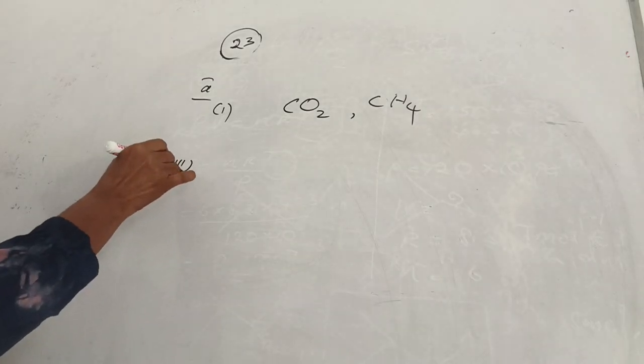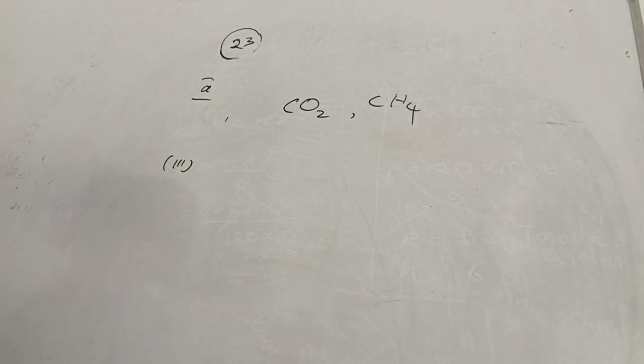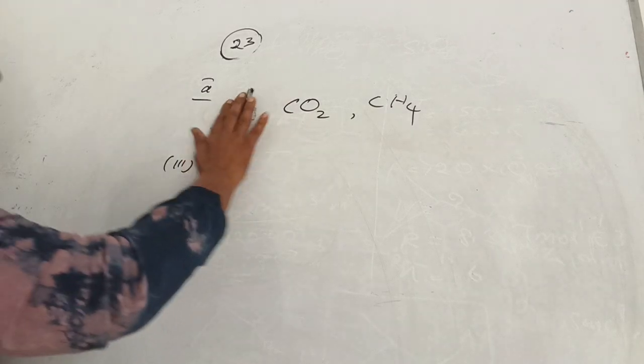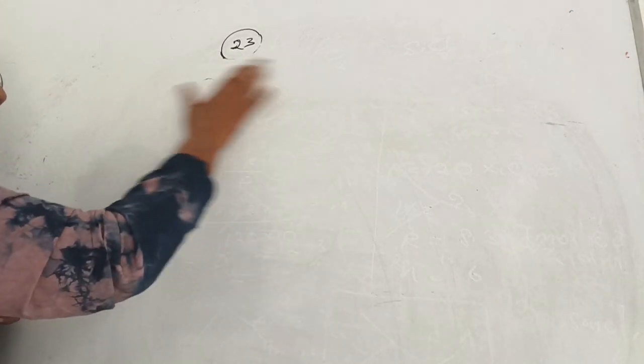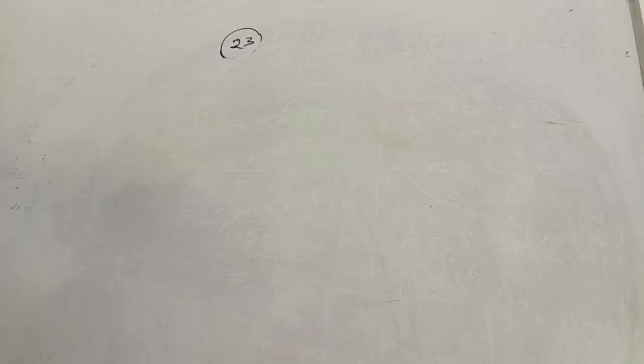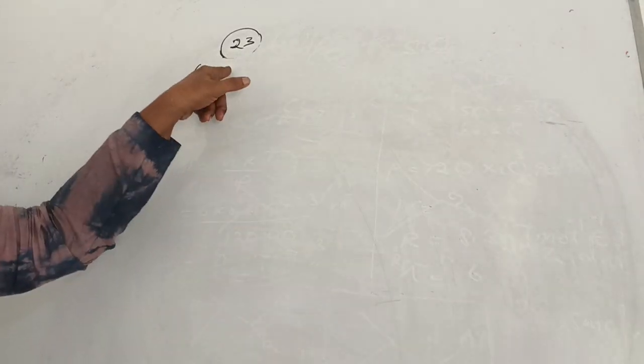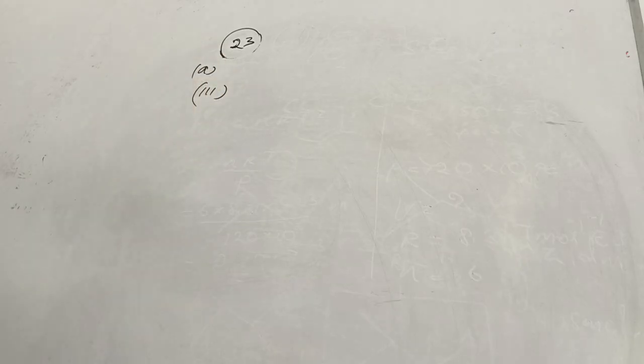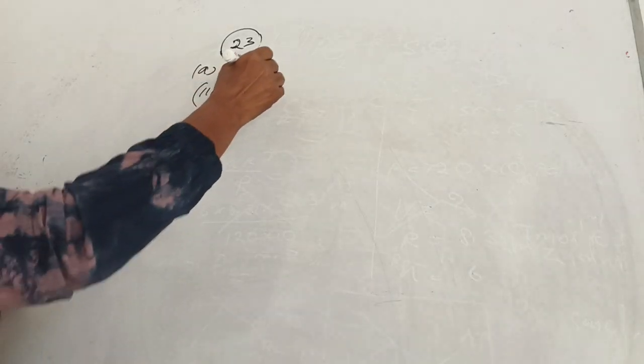And the third part, it's asking now: 1 ton of landfill waste produces approximately a certain amount, this is 12.5. The third part of question number 23: 1 ton of landfill waste.